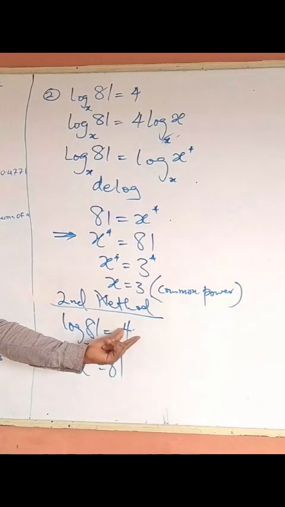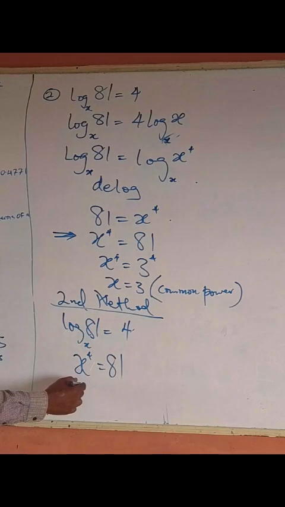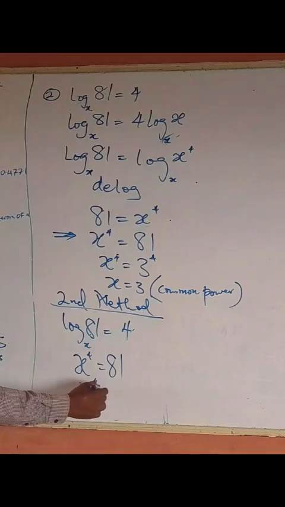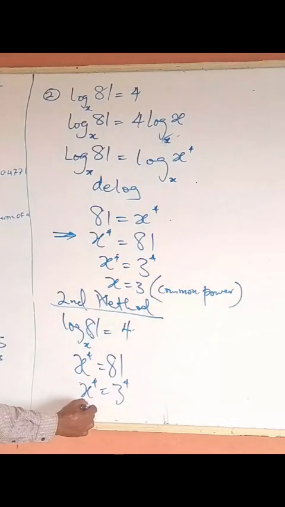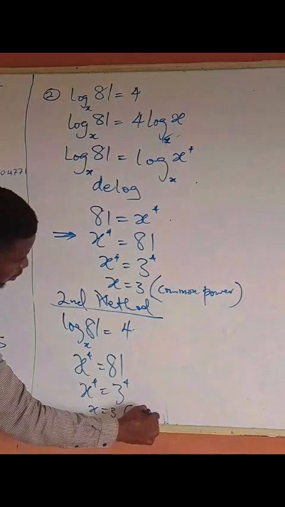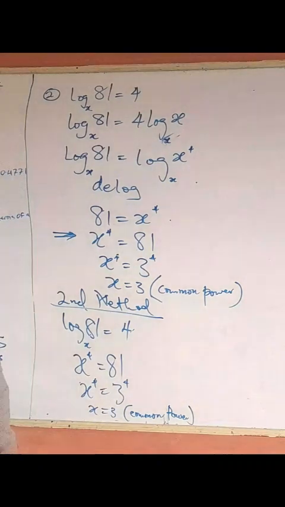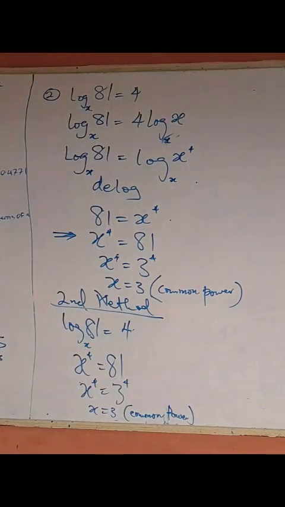Whatever is here, this power is equal to this. Alright? Make sure there is no number here. If any number is here, you have already moved it to this side. So what do you have now? S to the power 4 equal to 3 to the power 4, and S is equal to 3. Common power or index. Are we good to go?